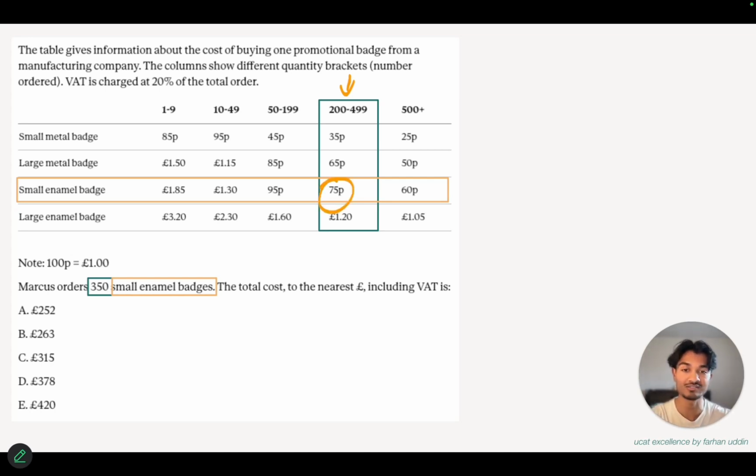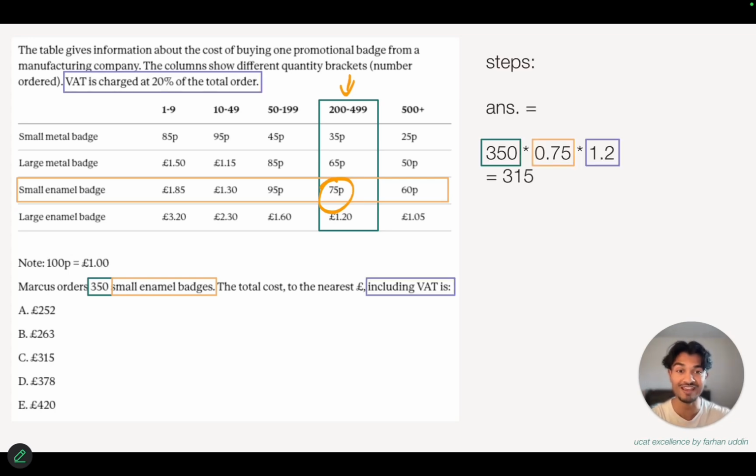The total cost to the nearest pound, including VAT, which is the fine print, is what? And then we pop all of these into our calculation. We end up getting our answer of 315. So our answer becomes C. Do you see how much quicker it makes this whole scanning process once you actually know what you're looking at? Scoping is mandatory when it comes to answering these questions quickly and with accuracy.